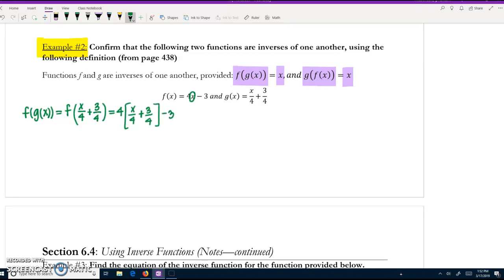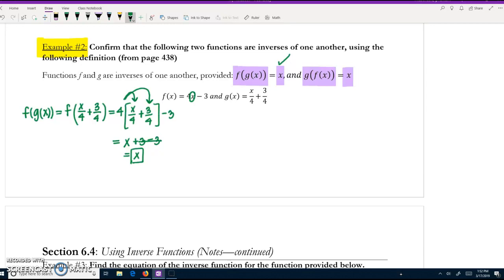So let's go ahead and distribute this 4 in. If I distribute the 4 here, my 4 top and bottom are going to cancel, and I'll just have an x. And then same thing here, the 4 here and this 4 down here are going to cancel, so I'll have x plus 3. So then I have this minus 3 on the end, this plus 3, this minus 3, they're going to go away, and I'm just going to be left with x. So that matches this result. I took the forward composition of f of g of x and I ended up with x.